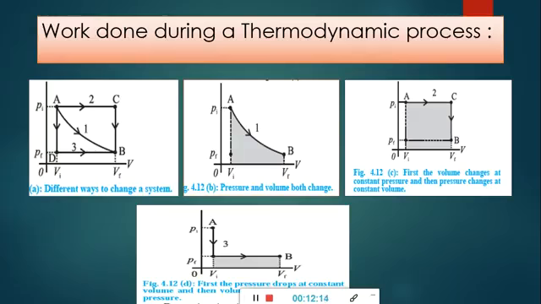In this case, the pressure decreases from Pi to Pf, but the volume remains the same. Now the volume changes to Vf at constant pressure. The work done in this process is again represented by the shaded area.